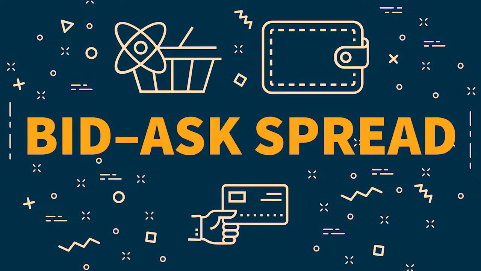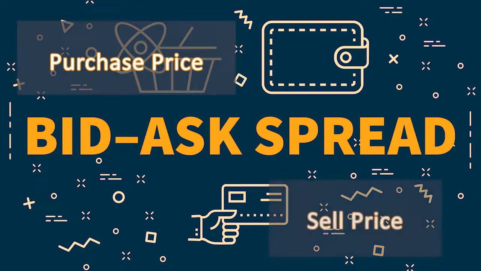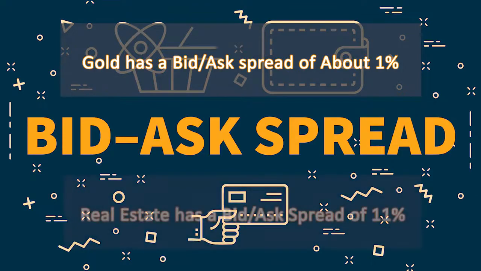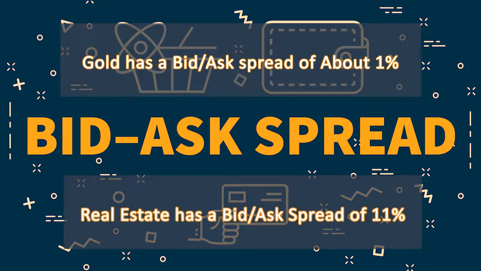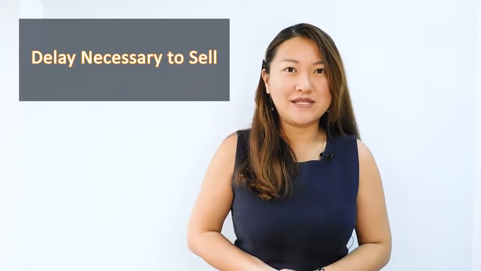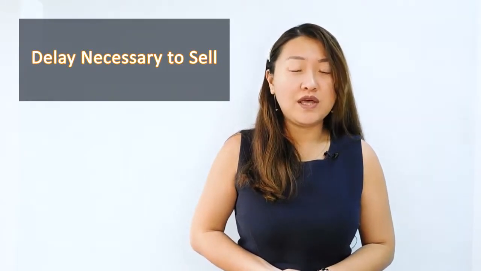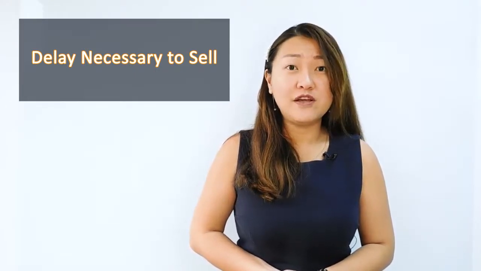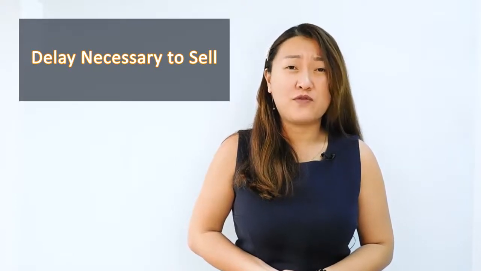The bid-ask spread is the difference between the purchase price and the sale price. In any case, everyone pays for this gap. The further the purchase price is from the sale price, the greater the friction and cost of transaction. Gold has a bid-ask spread of about 1%, whereas real estate has a bid-ask spread of 11%. This is crucial for the liquidity of a market. The longer it takes to sell a property, the more opaque a market becomes. In addition, the seller may be put in a difficult position of having to wait months before getting his liquidity.